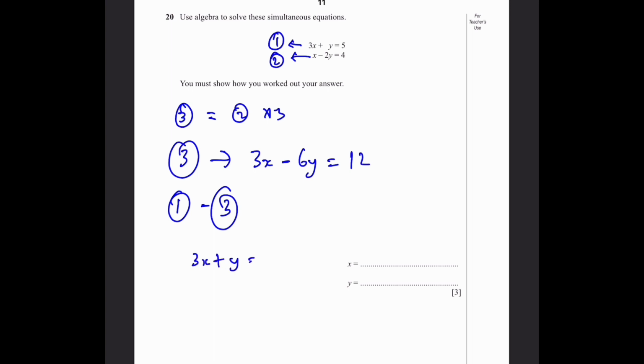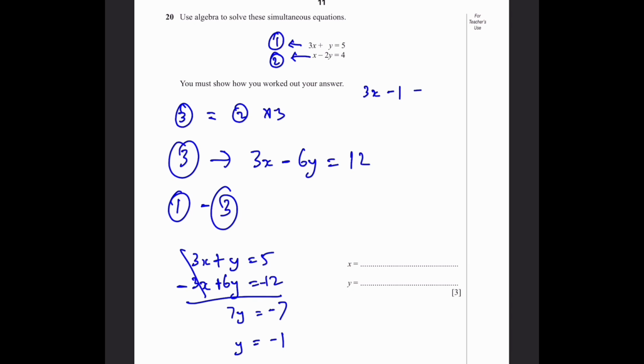3x plus y equals 5. 3x minus 6y equals 12. So let's subtract these. And that's equal to, we can take out the subtraction brackets and make each one different. So that's minus 12, and then we can cancel this out. 7y equals negative 7. And so y is equal to negative 7 by 7, which is negative 1.